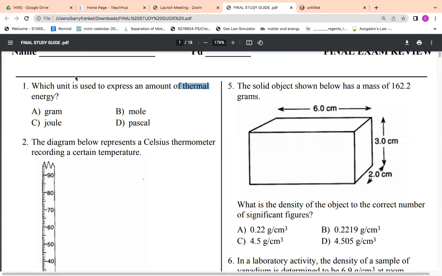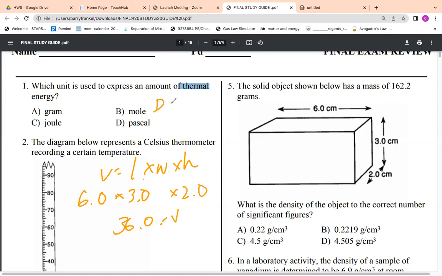So to find the volume of a rectangular prism, you do length times width times height. So we're just doing 6.0 times 3.0 times 2.0. This should be 36.0, okay? Alrighty, so this is our volume.